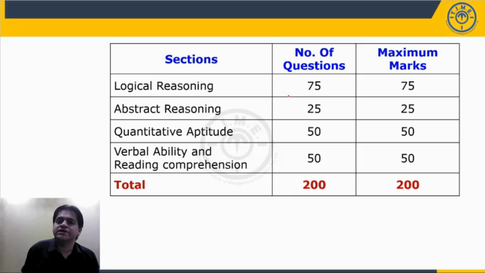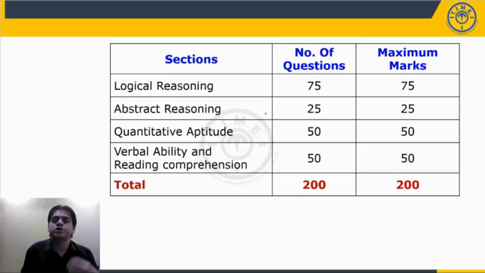The paper was section wise. There was a tab at the top of the screen on the right hand side which you can click to access any of these sections. So if you want to start with the abstract reasoning section, you just have to click that abstract reasoning tab and you will be directly taken to the abstract reasoning section. So you can jump and skip to any of the 4 sections as you want.